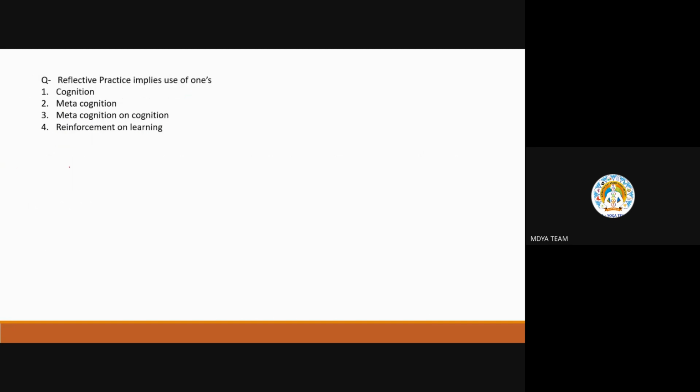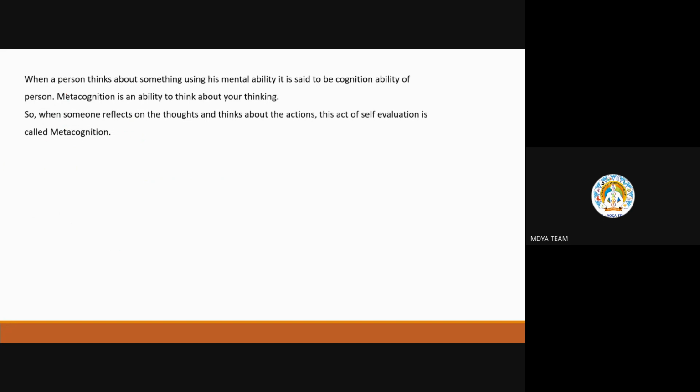Reflective practice implies use of ones. Reflective practice implies use of ones. Reinforcement on learning. Okay. Is it reinforcement on learning? No. See, this is a question that was asked with no context to the syllabus. So I have explained this in the previous slide.